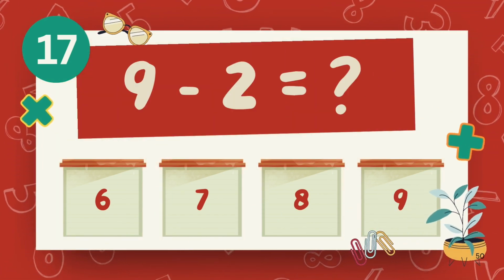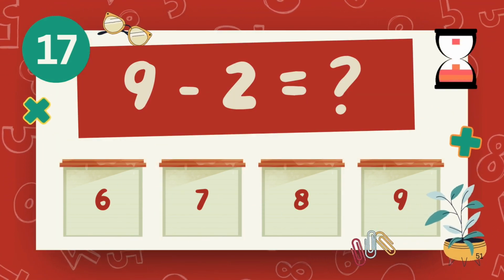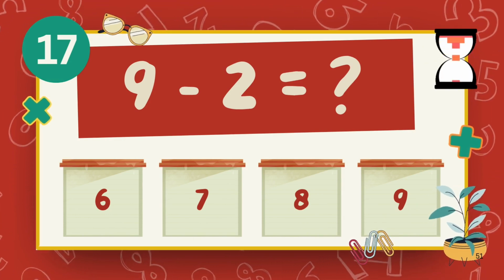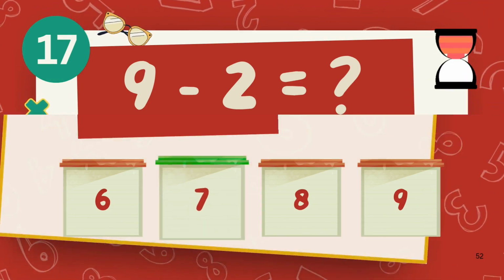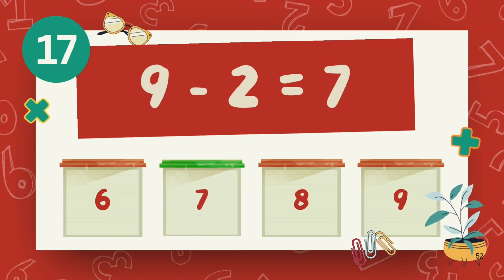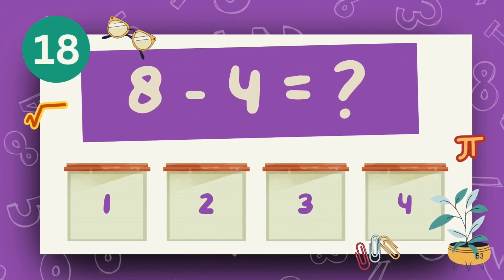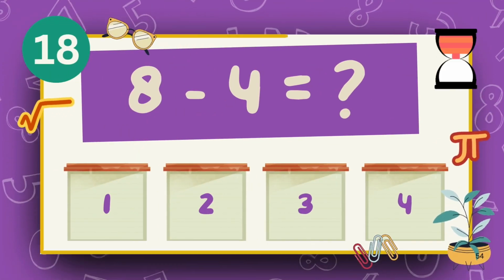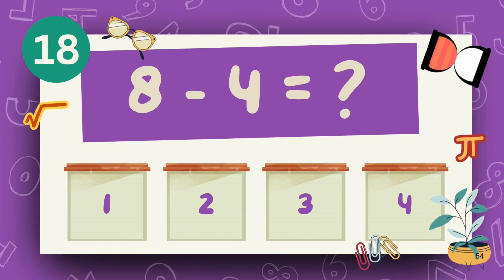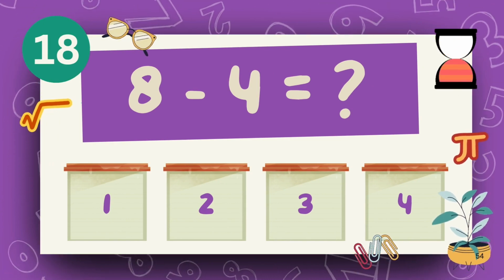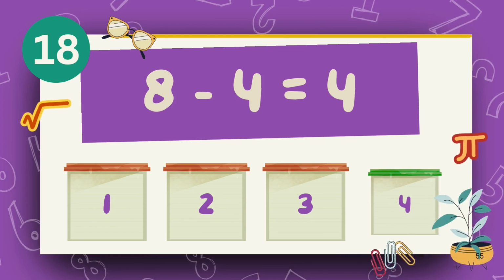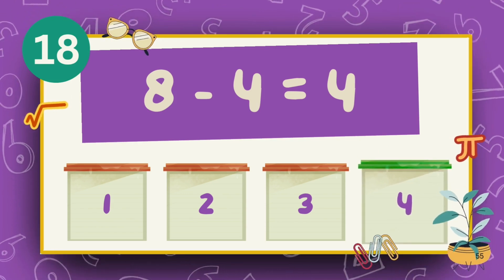What is 9 minus 2? The answer is 7. What is 8 minus 4? The answer is 4.